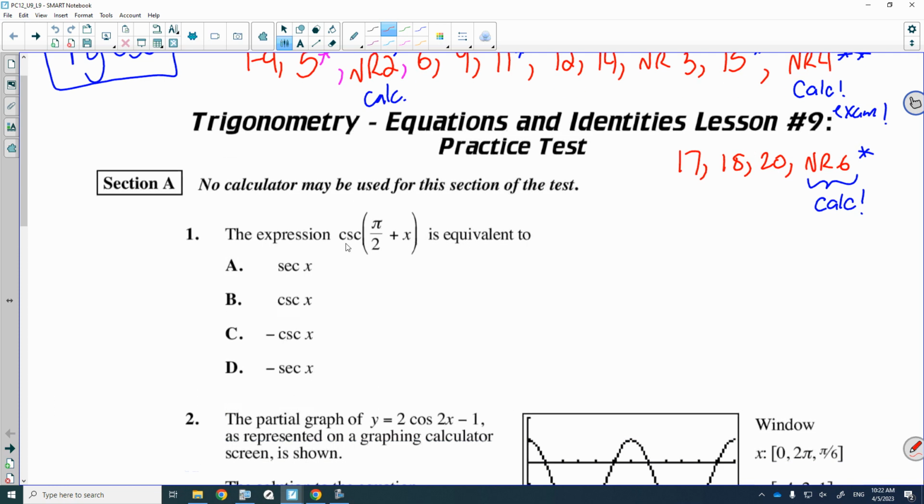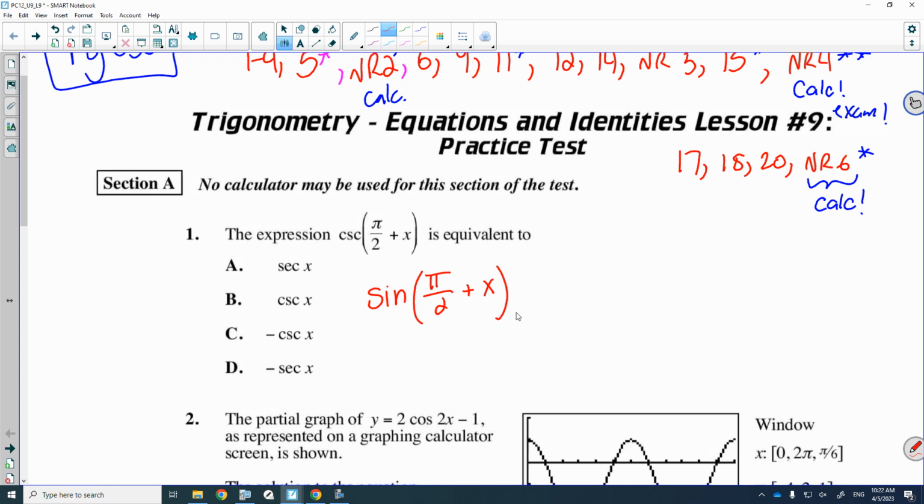stuck on this guy. Cosecant, what's the reciprocal of cosecant? Sine of x. So figure out, this question is going to be a sum identity for sine. So use your formula sheet and figure out what was the sum identity for sine.